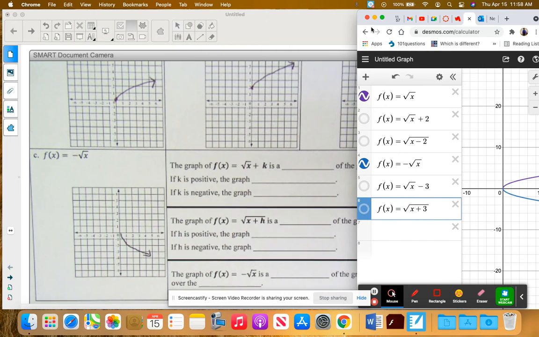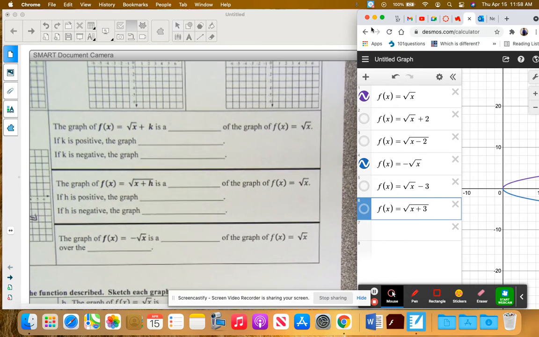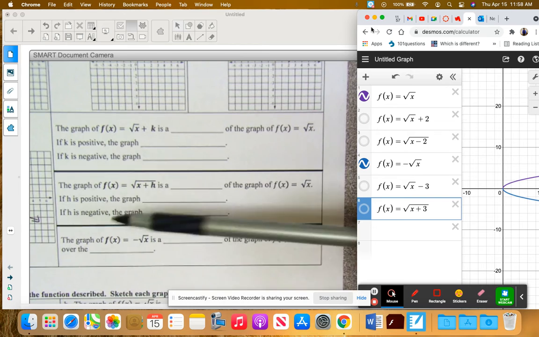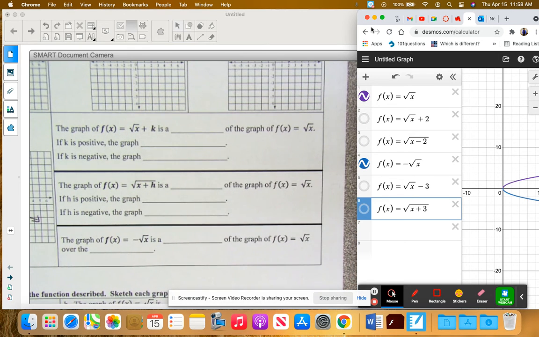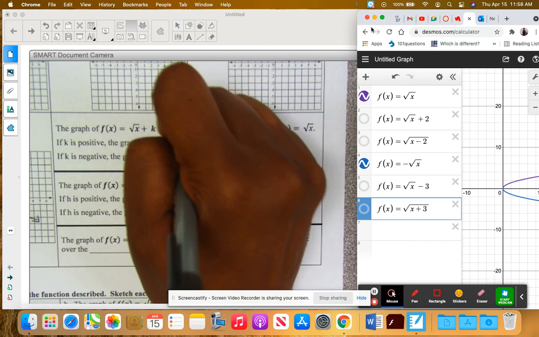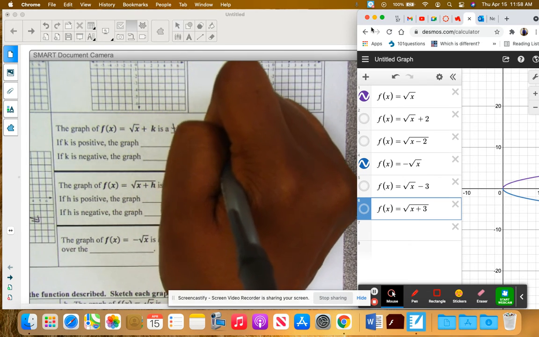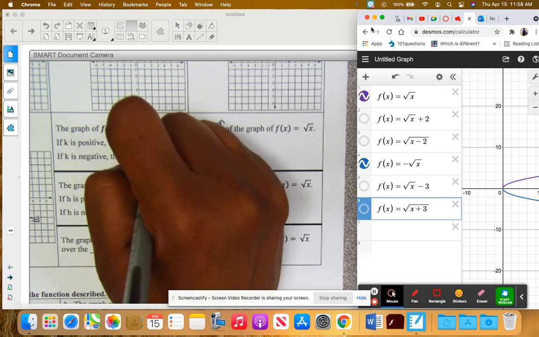So we're going to take a little bit of notes here. So let's write that out. And I'm going to try to put this all in the same screen. All right, there we go. So the graph of f of x equals the square root of x plus k is a transformation of the graph f of x equals the square root of x. If the number on the outside is positive, the graph moves up.